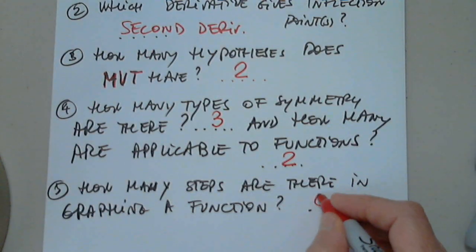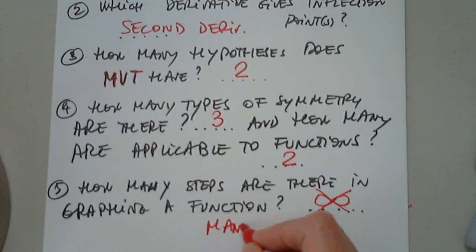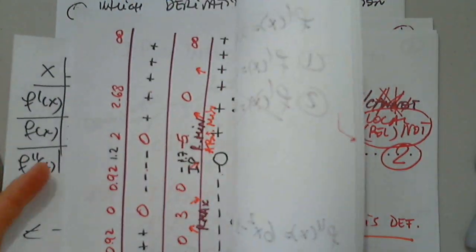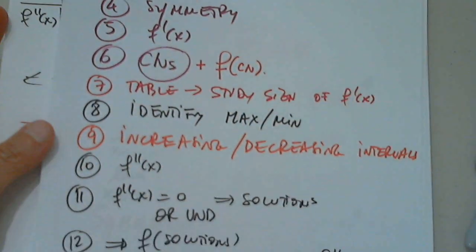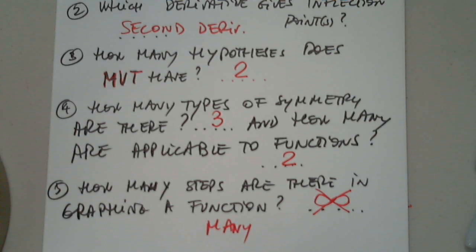The correct answer is this. No, I'm kidding. Many. So we jotted down like 16. Well, if we were to be 100% correct, it would probably be more than 16. Okay, but we jotted down 16. So many steps, very important steps.